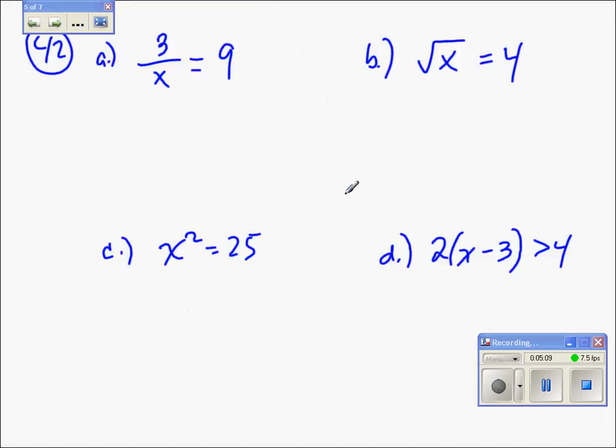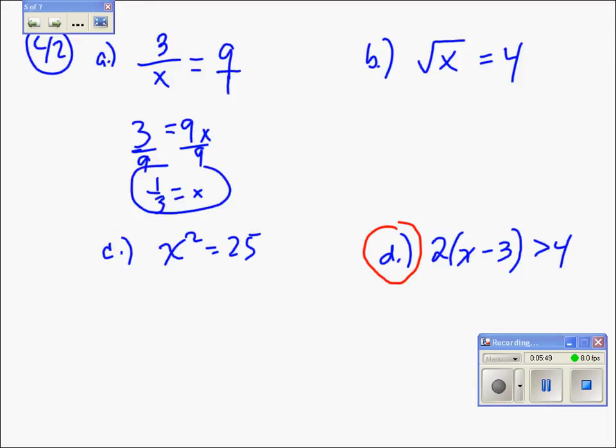Number 42 is solving equations of different kinds until part D, where you're solving an inequality. And I really want to stress the difference between an equation and an inequality. So first, you're thinking 3 divided by some number gives you 9. That might be a little bit tough for you to think about. So put this 9 over 1, and now we've learned cross multiplying before, so 3 times 1 is 3, 9 times x is 9x, divide by 9 on both sides, and we get 3/9, which is also known as 1/3. 1/3 equals x.